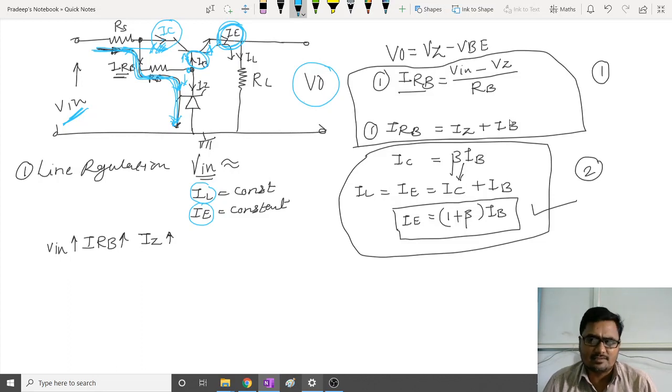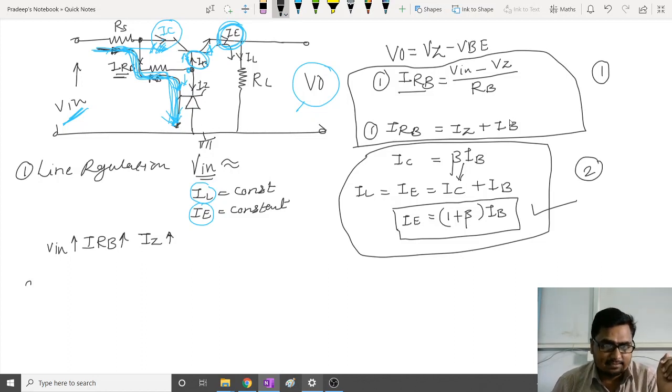Output voltage is constant because IE is constant and IB is constant. Whatever extra current is there flows through the zener. If you increase the input voltage, the extra input current will flow through the zener and not through the transistor or the load. So the output voltage will remain constant. This is what line regulation is.